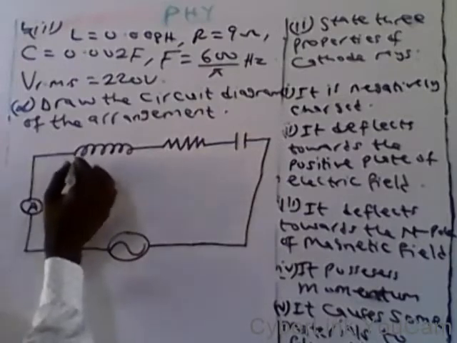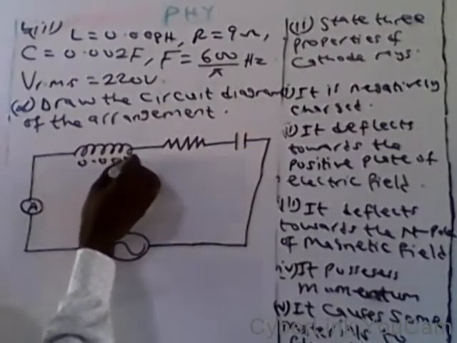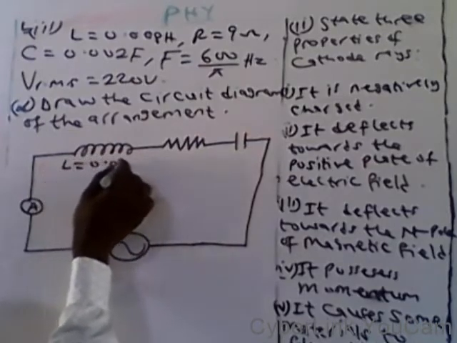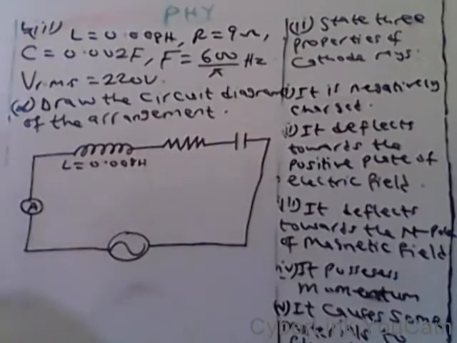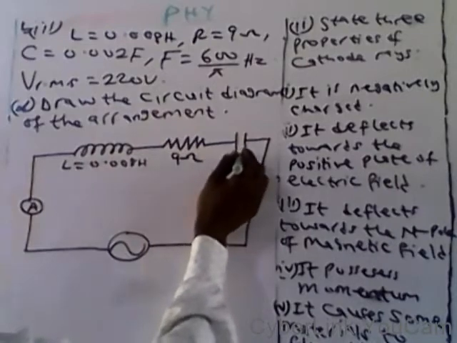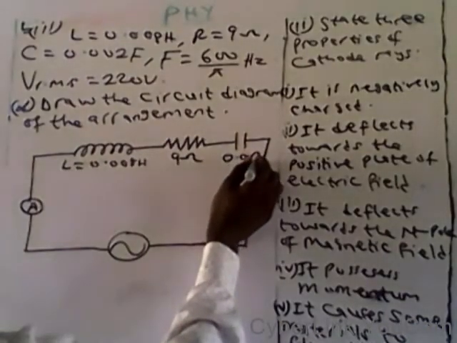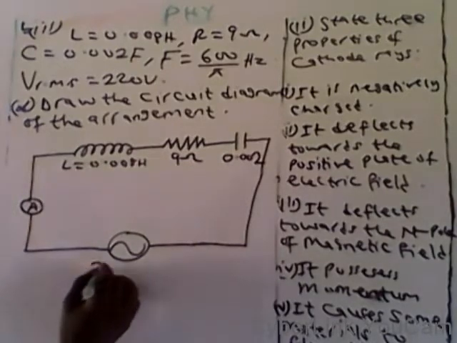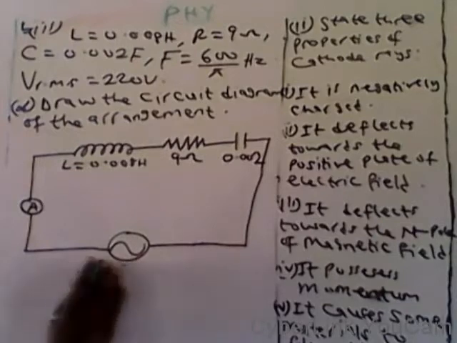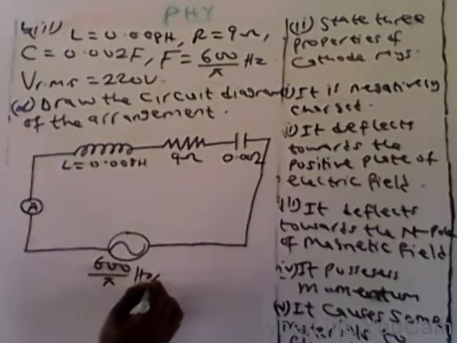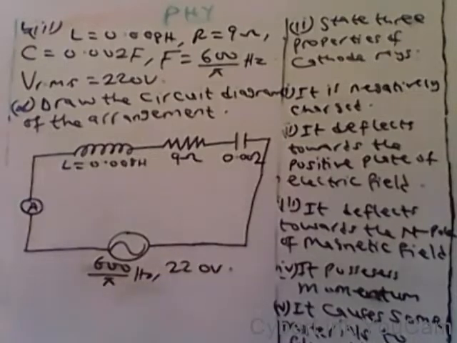In this case, I will have L is 0.008 Henry. My R is 9 ohm. And this one is 0.002. The frequency is 600 over pi hertz, 220 volts. That's the diagram for the arrangement.